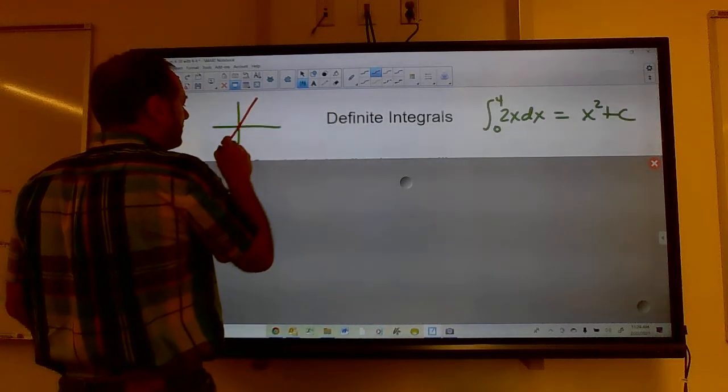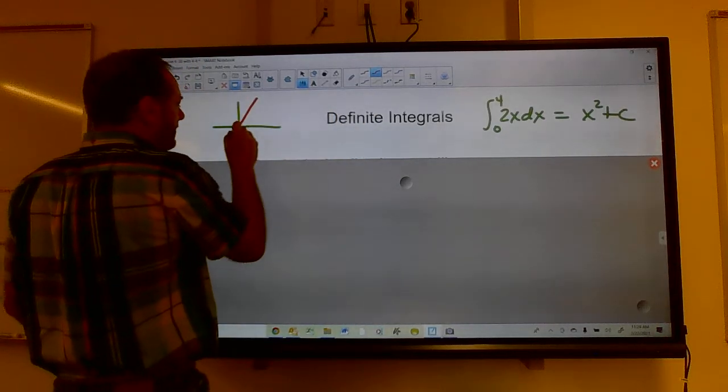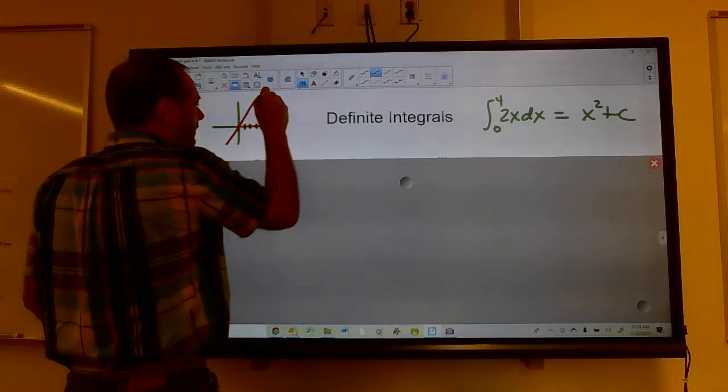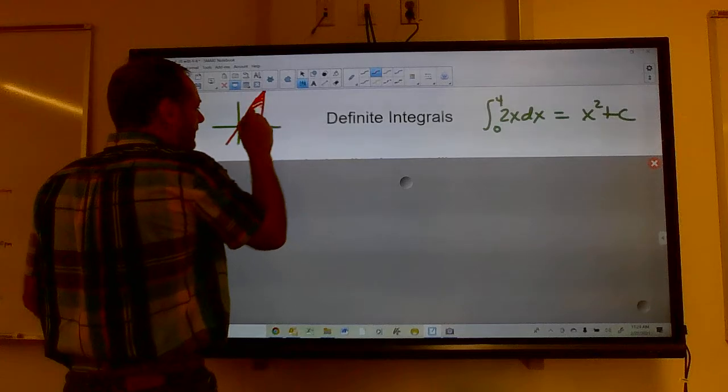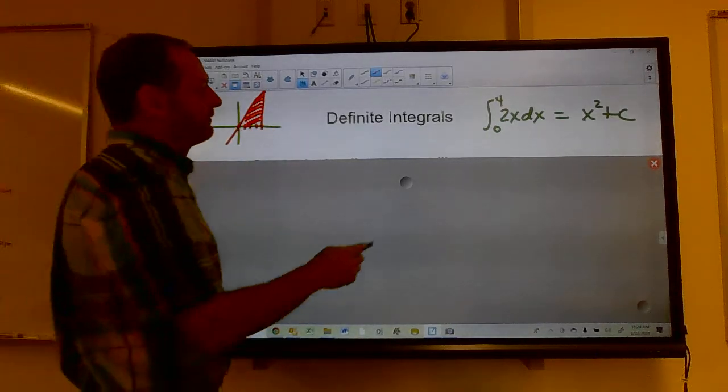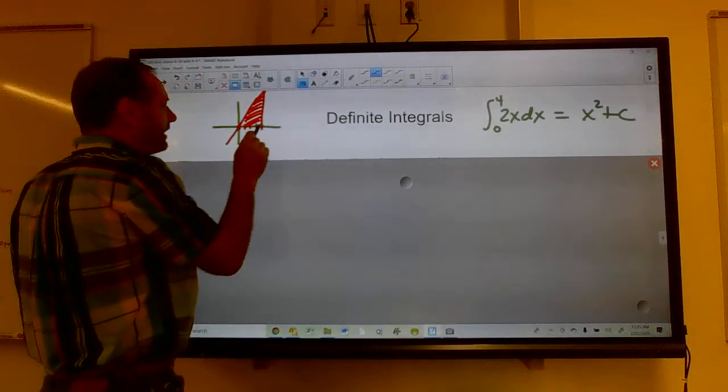So 2x would look something like this. We're going to find that from 0, 2, 3, 4. We're going to find the area under here. So we have borders on this thing. We've got 0 on this end and 4 on this end.